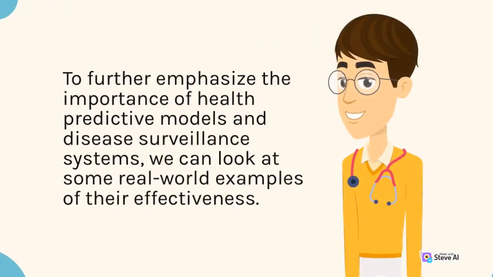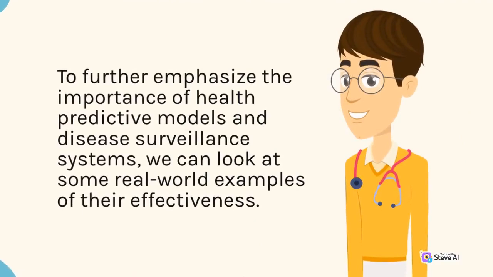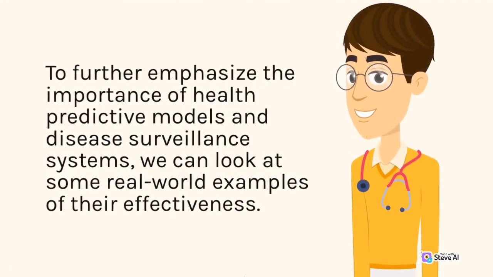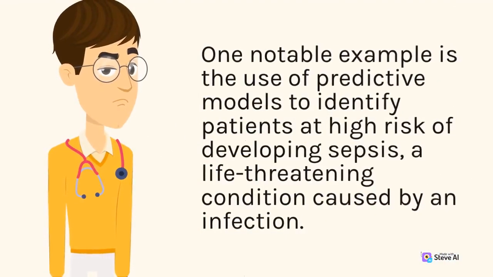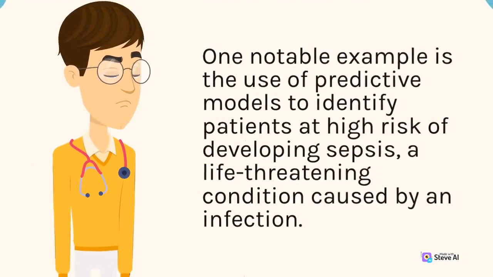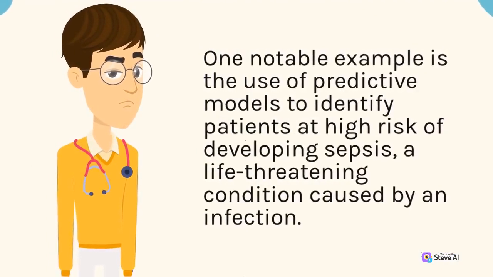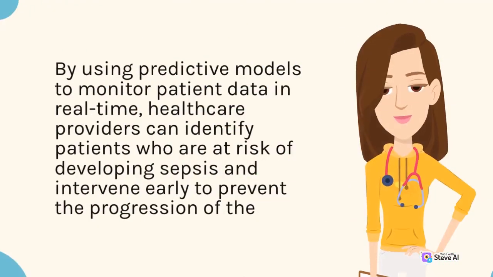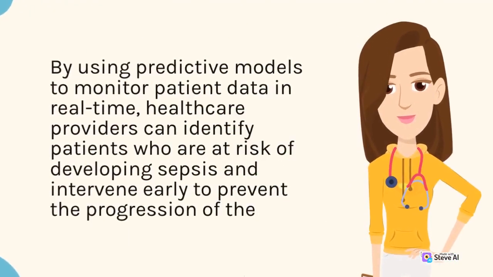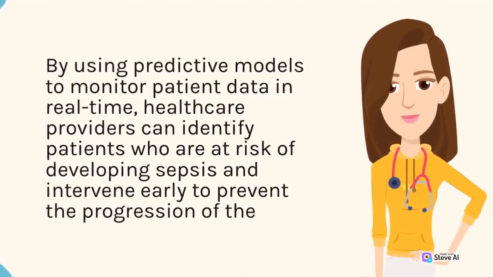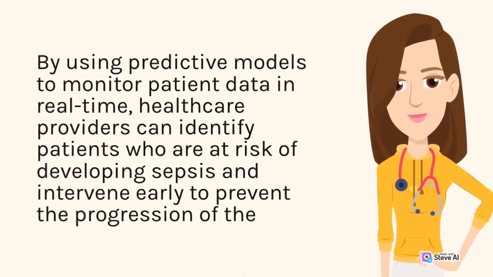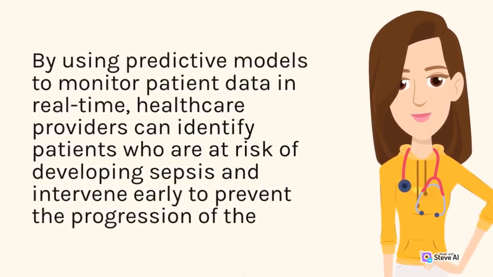To further emphasize the importance of health predictive models and disease surveillance systems, we can look at some real-world examples of their effectiveness. One notable example is the use of predictive models to identify patients at high risk of developing sepsis, a life-threatening condition caused by an infection. By using predictive models to monitor patient data in real time, healthcare providers can identify patients who are at risk of developing sepsis and intervene early to prevent the progression of the disease.